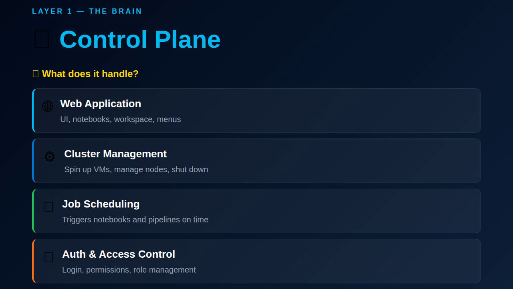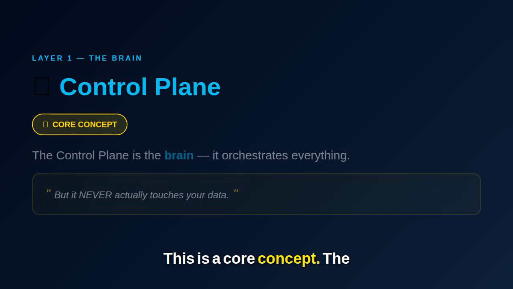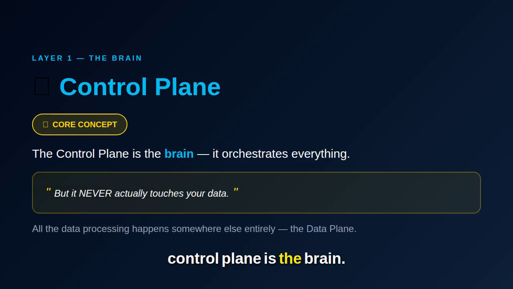And fourth, user authentication and access control. When you log in, when you set permissions on a notebook or a table, all of that is managed here. This is a core concept. The control plane is the brain. It orchestrates everything. But, and this is the important part, it never actually touches your data.